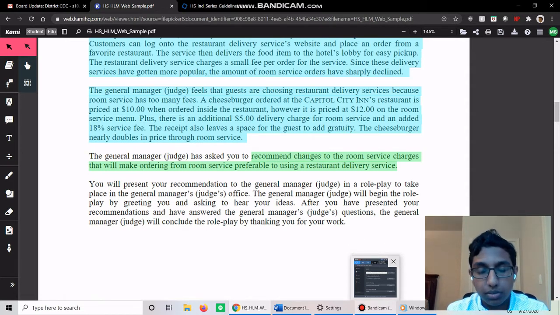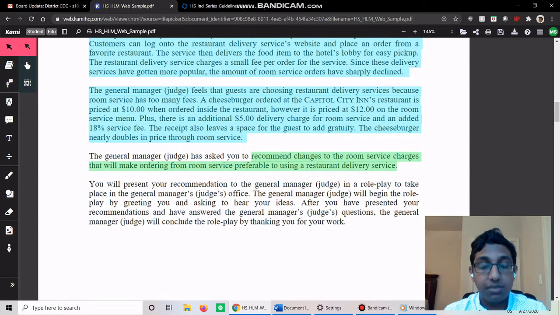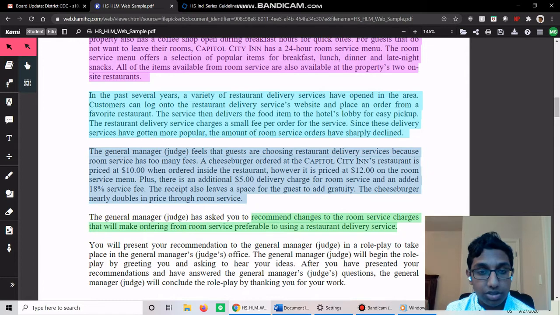And then the judge will conclude the role play by thanking you for your work. Okay, so after reading all that, it seems like a lot, right? You don't know where to start, you don't know what the first approach is.